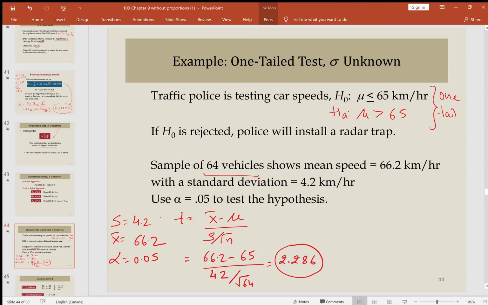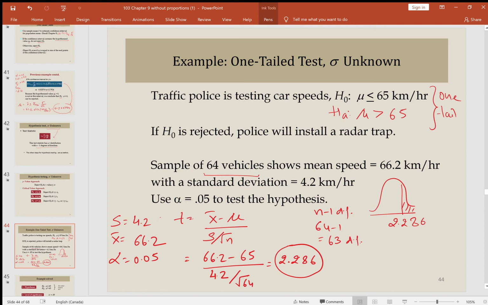I'm just opening my T table on the other side. Okay, so remember we have to use n minus 1 degrees of freedom to calculate the T value, to calculate the probability. So if this is 2.286, and if we are looking at the probability for 63 degrees of freedom, because n minus 1 degrees of freedom means we have 64 minus 1 equals 63 degrees of freedom.